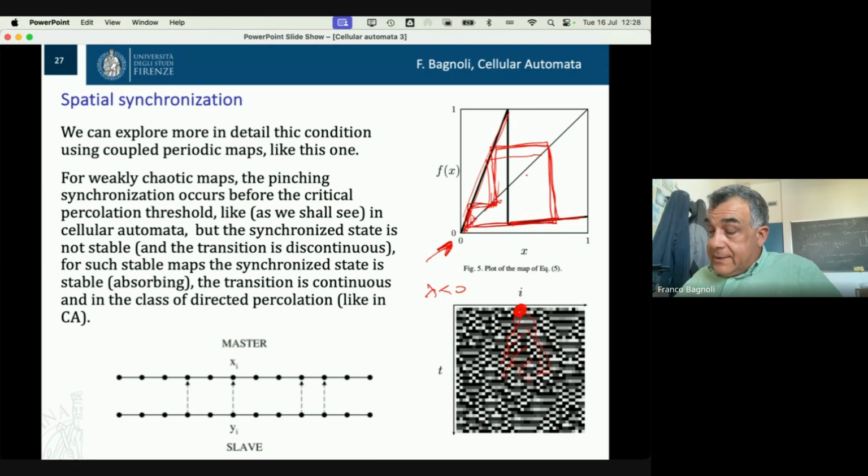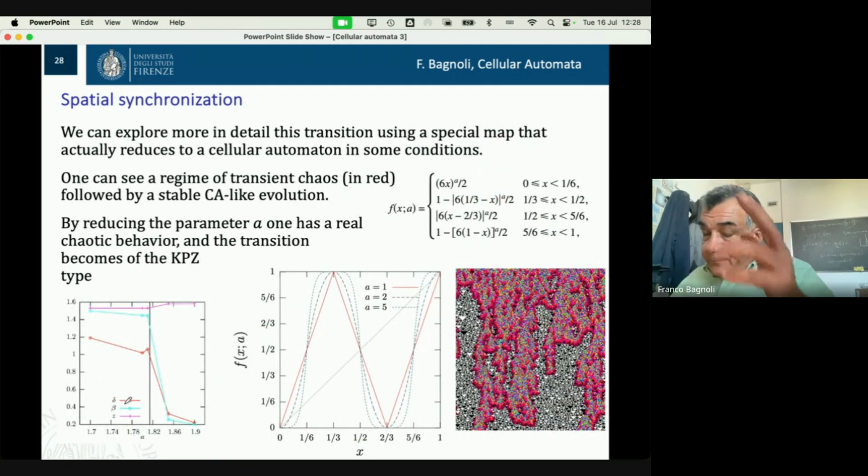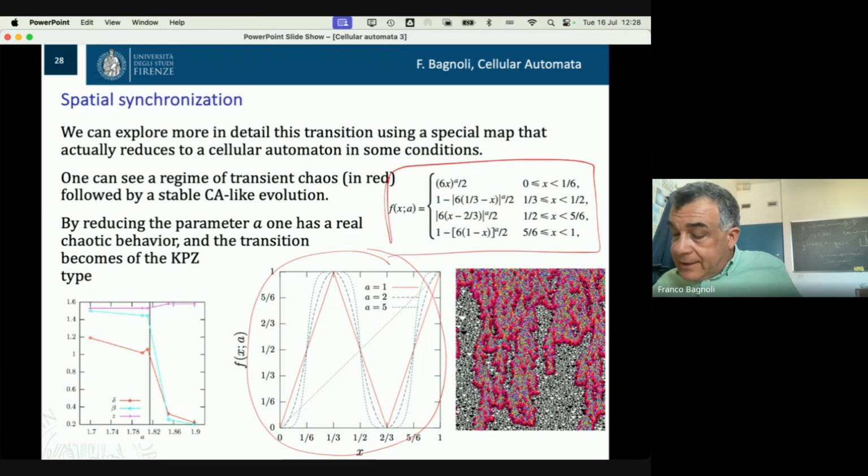And again, you can study this kind of behavior using the master-slave synchronization as before, in order to define a kind of Lyapunov exponent for finite perturbation. We shall see that we can define it also in another way in the next lesson. And if you want to be extreme, you can use this kind of map, which is defined here. And you see that this kind of map for A large enough is this one.